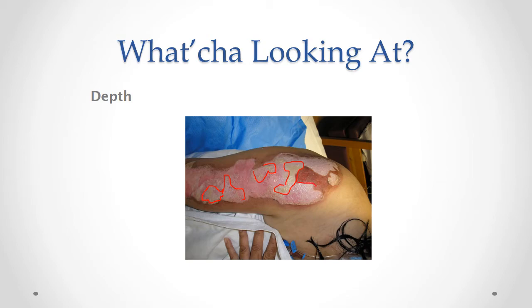This white area, shiny, still probably pretty deep. The lighter pink areas are probably superficial dermal, right? So right in here, probably the top part of the dermis is affected. So I'm going to call that a deep dermal partial thickness because the majority of it is pretty deep.